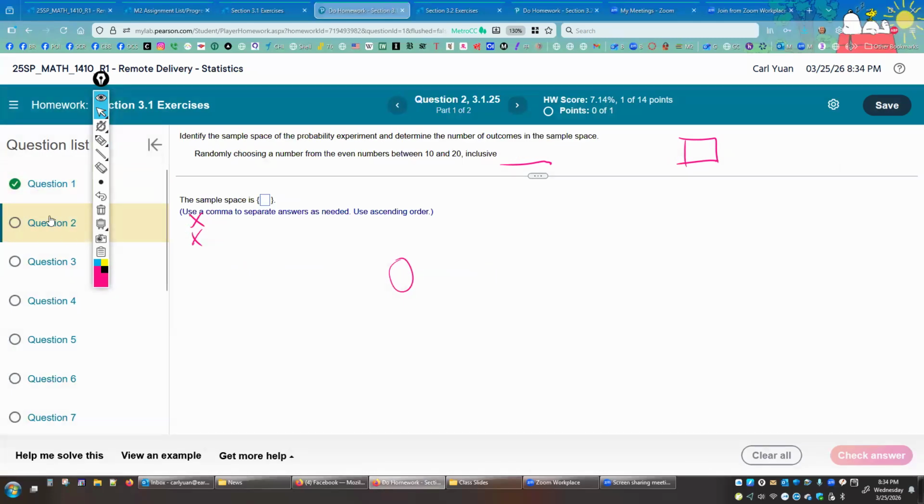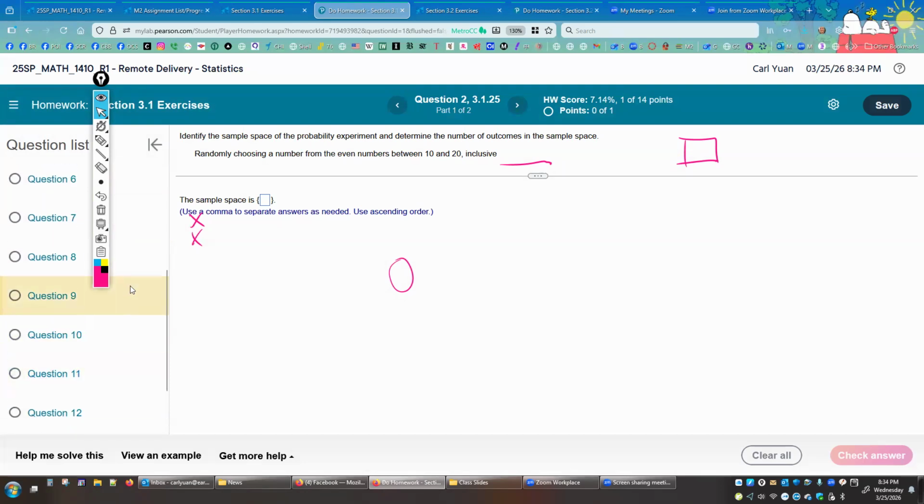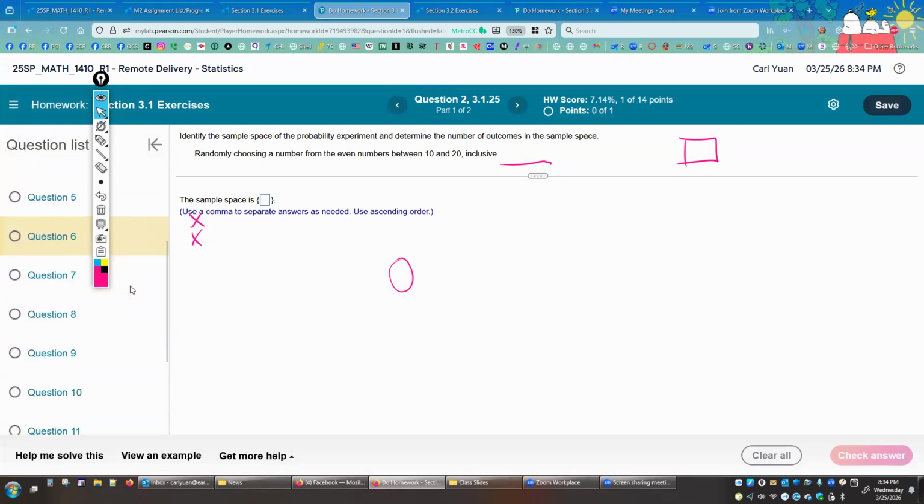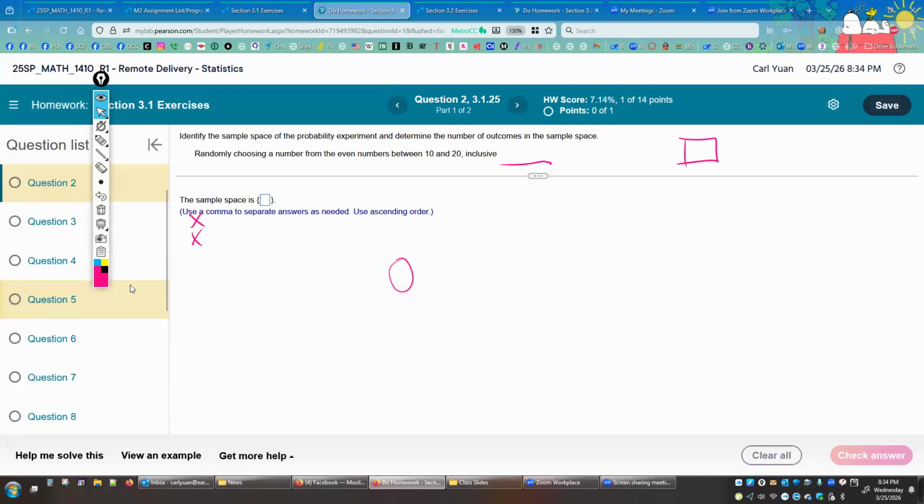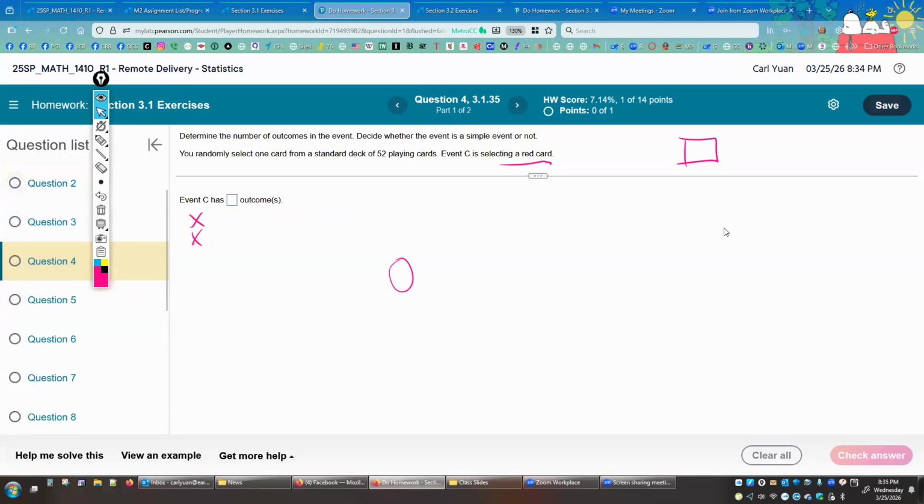Next question. Let's do number, how many questions do we have? 14. Let's do number 4. So, determine the number of outcomes in an event. Decide whether the event is a simple event or not. Okay, so you randomly select one card from a standard deck of 52 playing cards. Event C is selecting a red card.